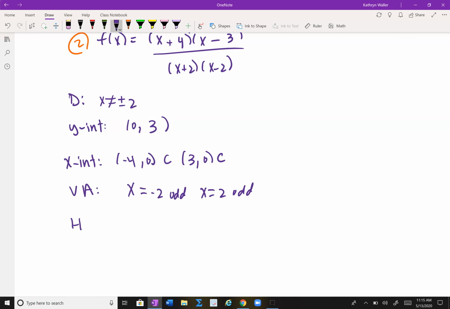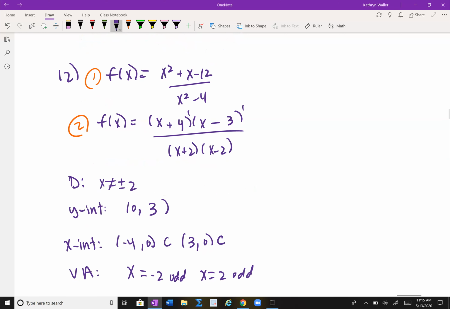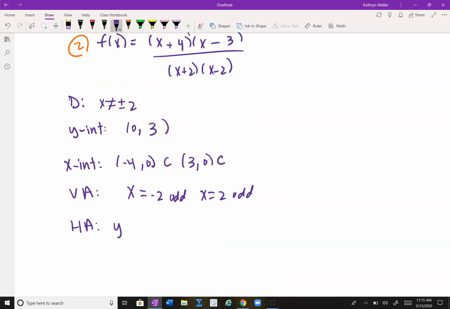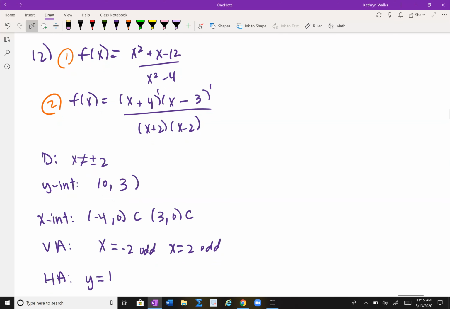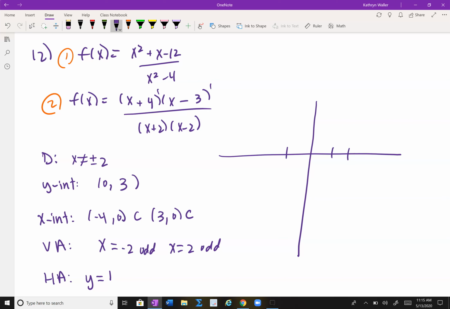Horizontal asymptote is biggest over biggest is what you're going to check. Equation 1, x squared over x squared, that would be y equals 1. And then extra points, you only have to do that if necessary, and it's pretty rare that that would happen. Okay, so I always do my asymptotes first. So here is x equals 2, x equals negative 2, and there's y equals 1.